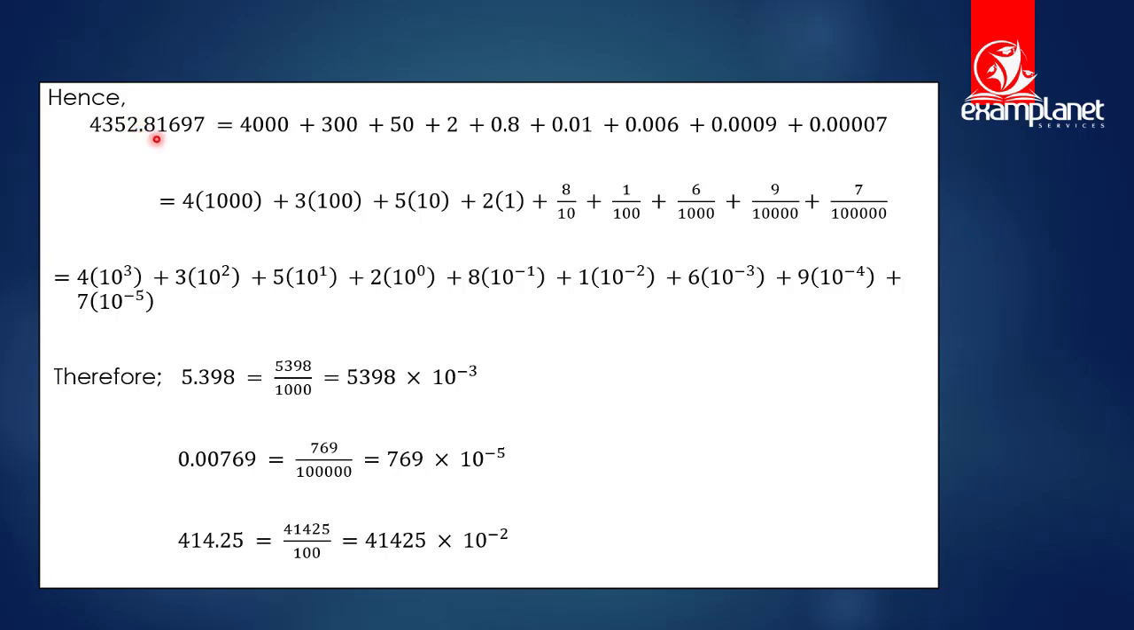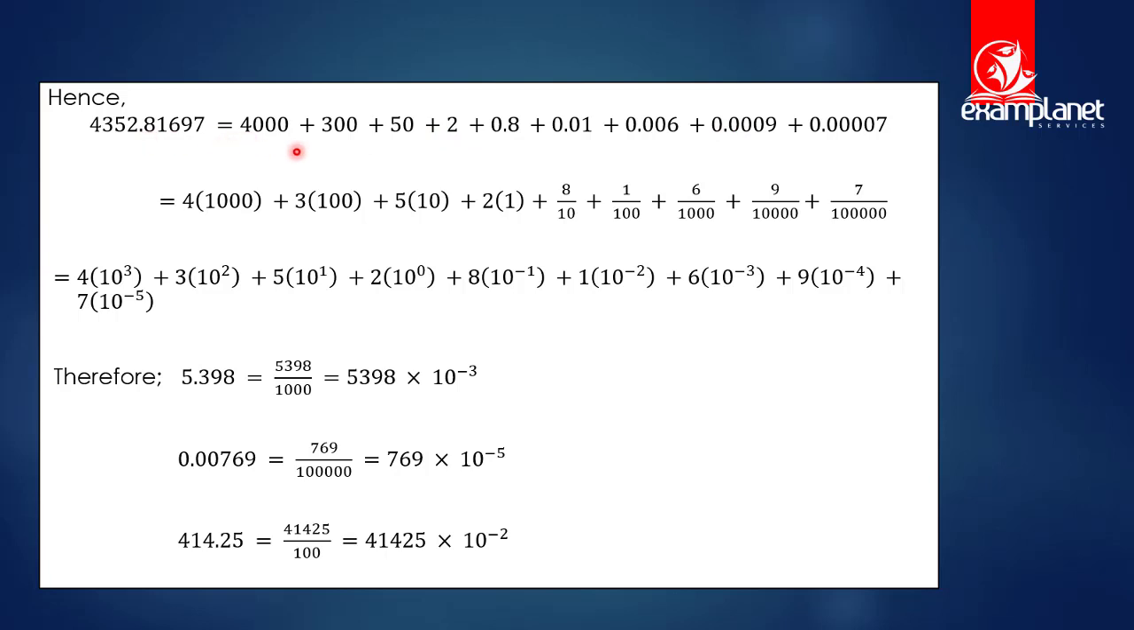Then plus, here we have 0.8, then 0.01, then 0.006, then 0.0009, then 0.00007. So we have simply expanded these numbers. If I add all of these together, I am going to get this decimal number back.